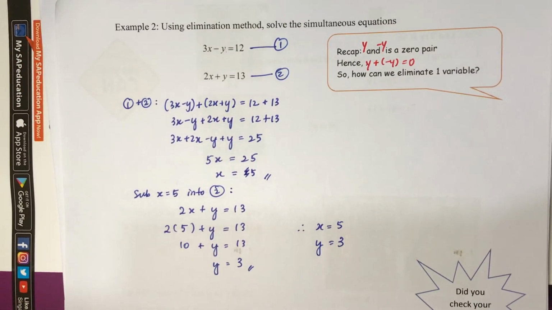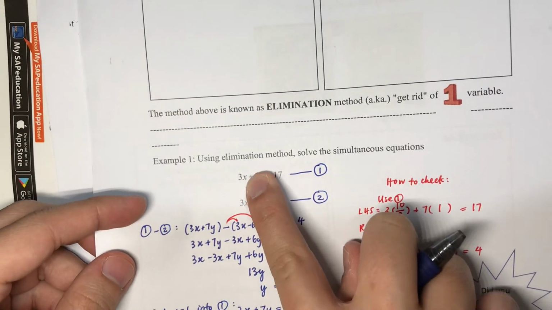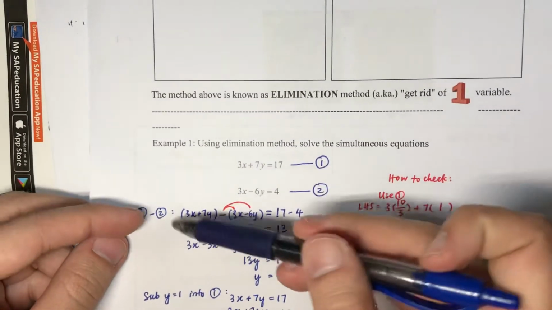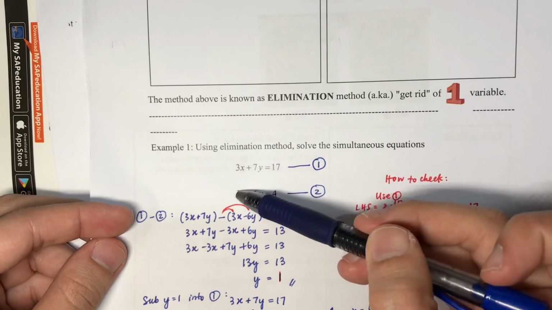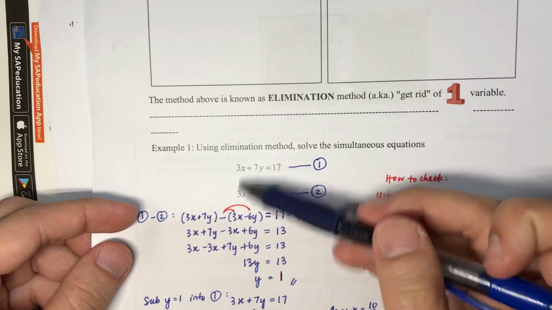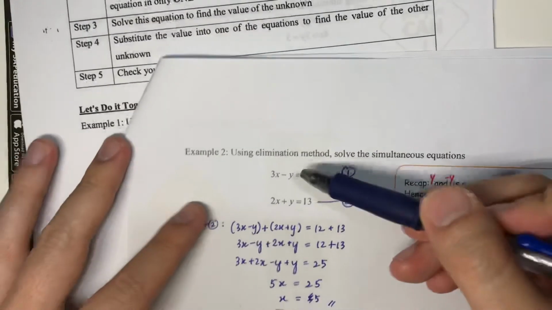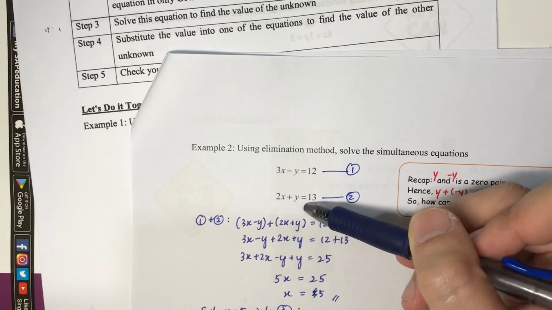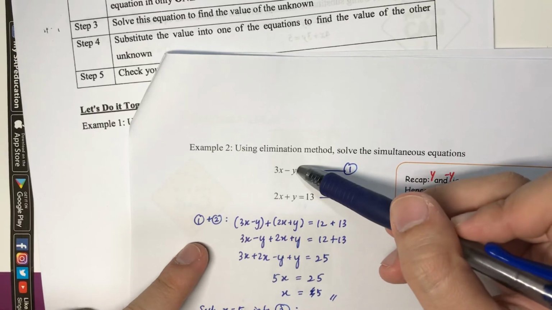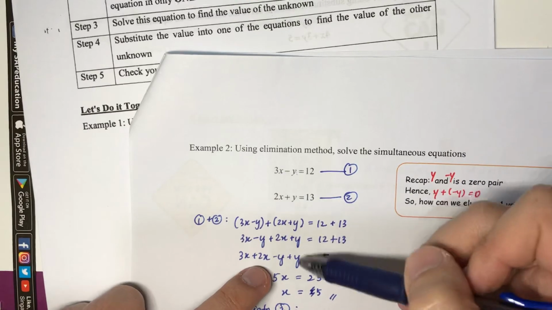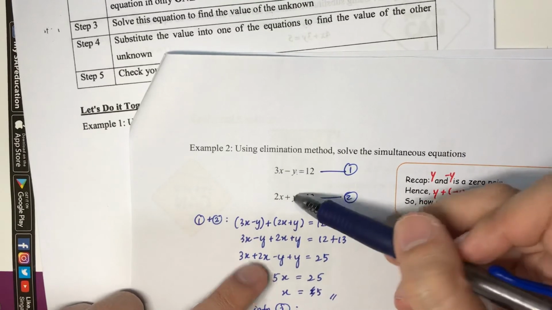If you realize in the previous example, we were eliminating the 3x. When they have the same number, we minus to eliminate. So 3x minus 3x is 0. 7 minus a negative 6, so I get 13y. Now for the second question, even though it's 1y and 1y, it's a minus 1y and a plus 1y. So when we add them together, the negative y plus a y will give you 0. This one will give you 0, and 3x plus 2x will give you 5x. So we eliminate the y by adding.